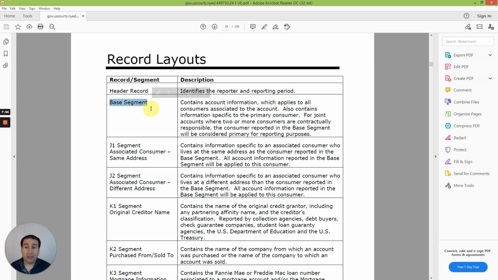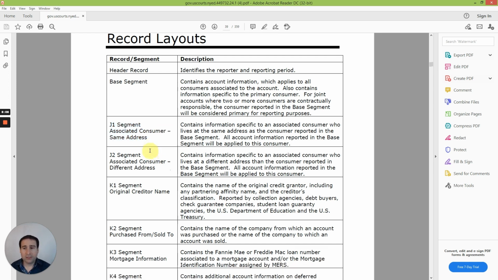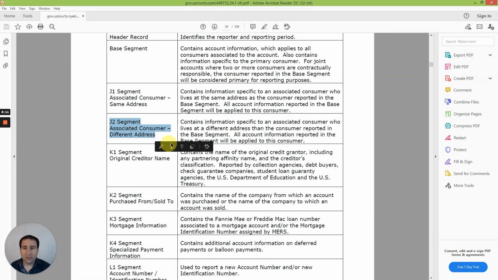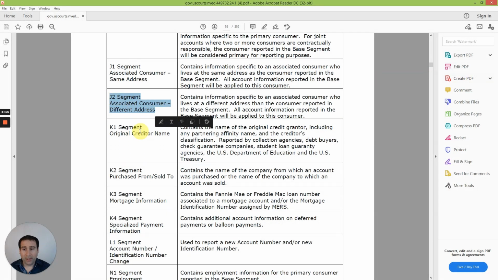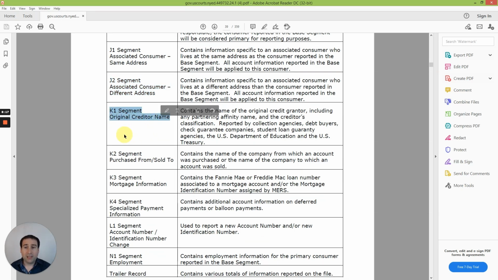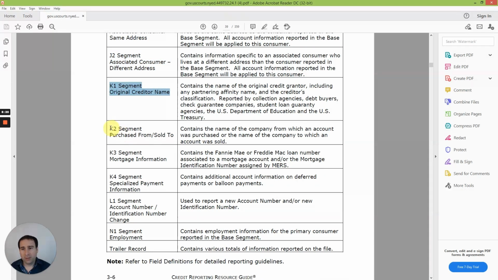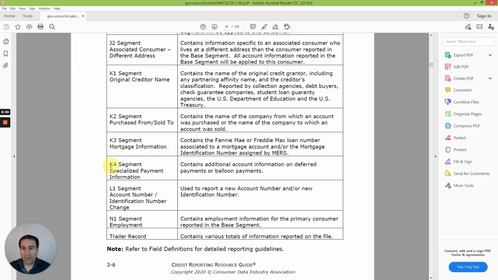Your base segment, okay, this is the information about the account as it relates to the borrower, the primary borrower. The J1 segment, this is information as it relates to a co-borrower that lives at the same address. J2 segment is information as it relates to a co-borrower at a different address. K1 segment is all of your original creditor name information. K2 segment is where your purchase from and to information will be reported. K3 segment, if it's a mortgage, you're going to find certain mortgage information here. Your K4 segment, specialized payment information.